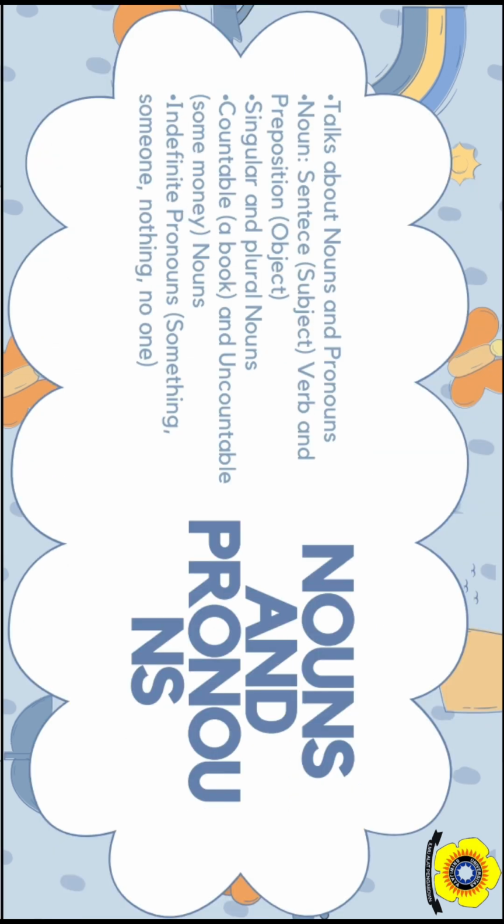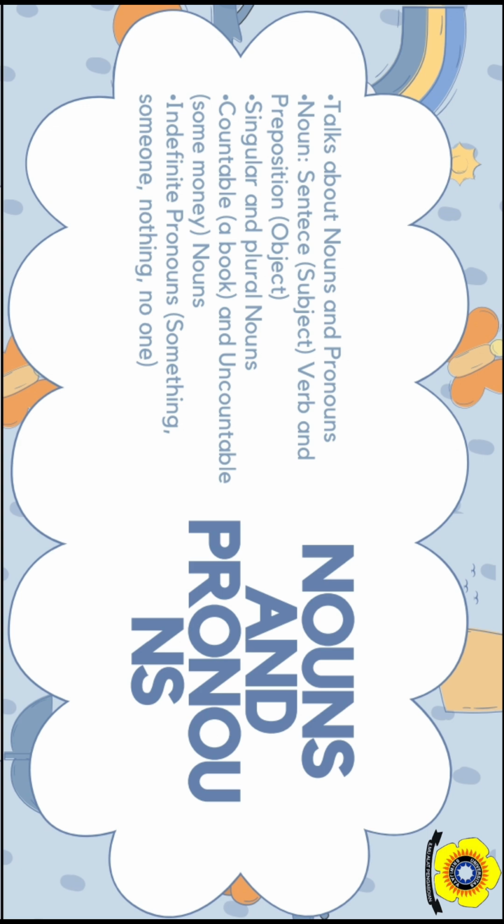Next chapter is nouns and pronouns. In this chapter, it talks about nouns and pronouns. Noun can have two roles, subject and object. If it's subject, it can be a sentence, while if it's an object, it can be verb and preposition. Nouns also have singular and plural forms. For example, if it's singular, one pen. If it's plural, two pens.